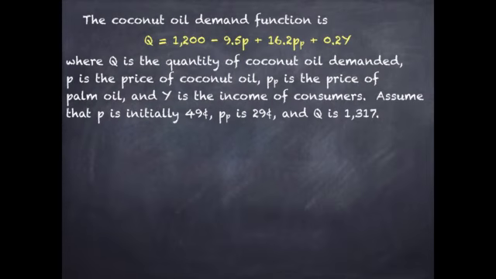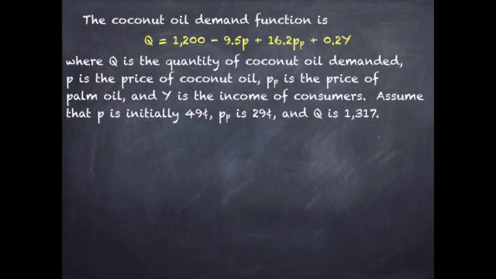So the question read, the coconut oil demand function is Q equals 1,200 minus 9.5p plus 16.2 p sub p plus 0.2y, where Q is the quantity of coconut oil demanded, p is the price of coconut oil, p sub p is the price of palm oil, and Y is the income of consumers. Assume that p is initially 49 cents, p sub p is 29 cents, and Q is 1,317.